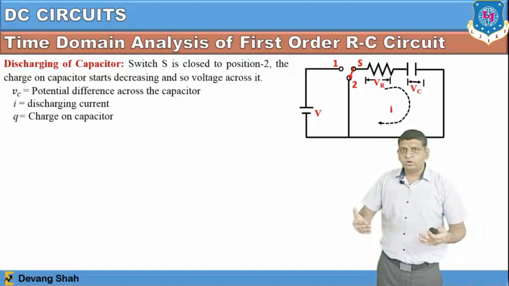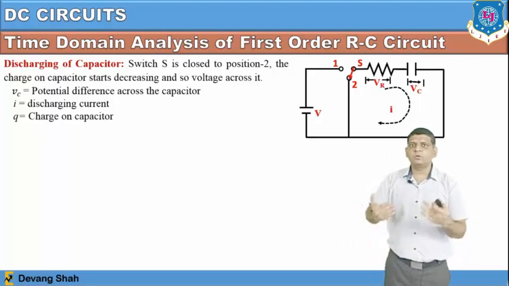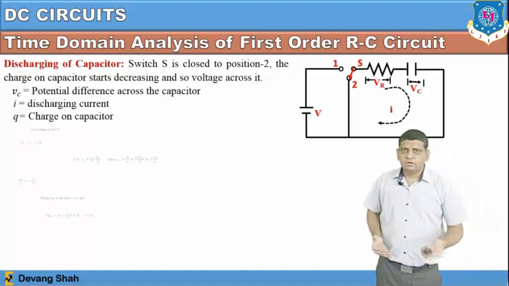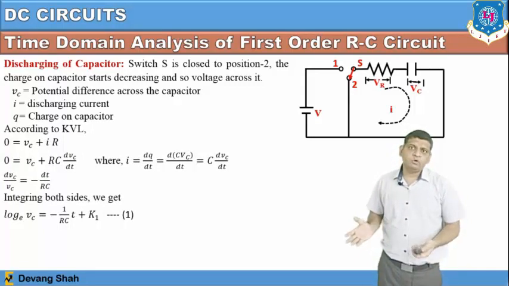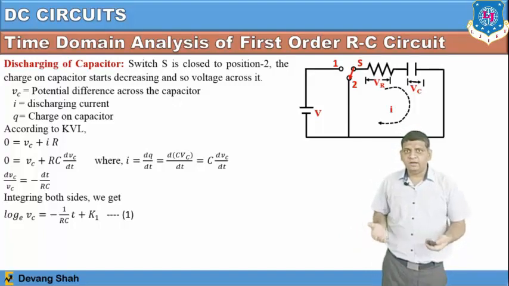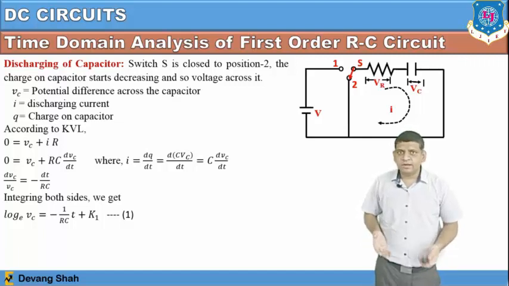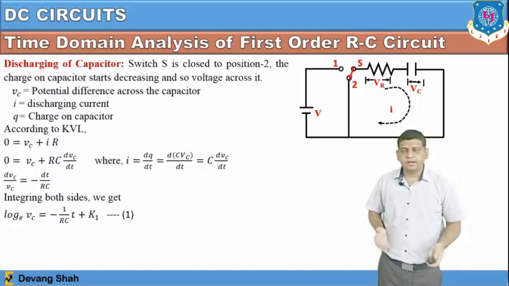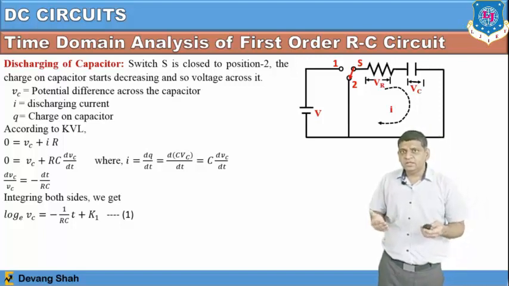So the voltage drop across the capacitor is what I want to find, right? My next job is to find the discharging voltage across the capacitor in this circuit. Now there is no applied voltage V, so V is 0, and applying KVL in the loop, you will find 0 = Vc + I R, where obviously I = dq/dt, so I = C dVc/dt. Putting this in the equation, 0 = Vc + RC dVc/dt. Rearranging, dVc/Vc = -dt/RC.